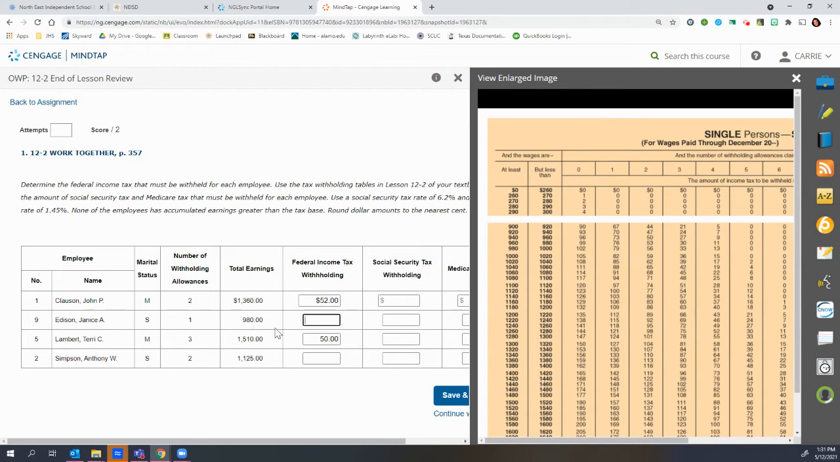Okay, so now I'm going to do the single one. This is for Janice Edison. She made $980. She has 1 withholding. So I'm going to come right here to at least $980 to $1,000, and 1 withholding is $79. And then Anthony Simpson has 2 withholdings and made $1,125. So I'm going to go right here, $1,120 to $1,140, and I'm going to go across to 2 withholdings right here, $77.